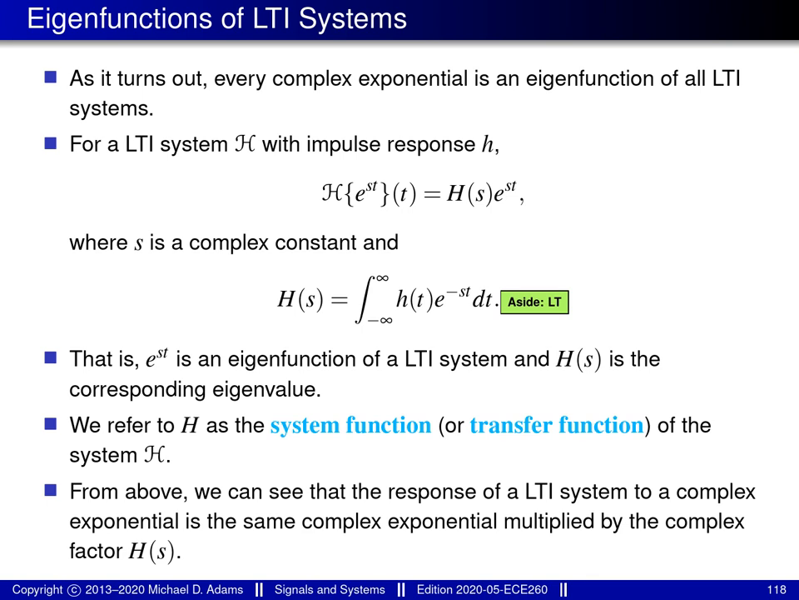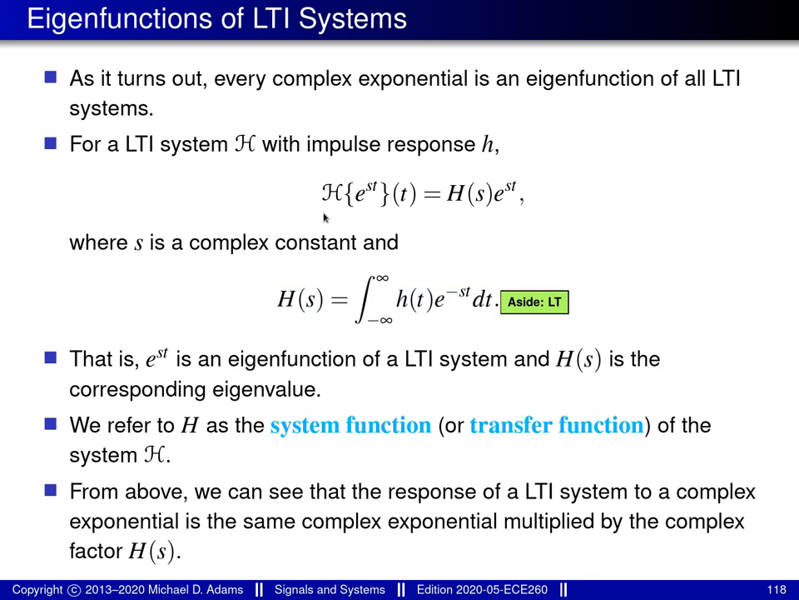Now let's look at this eigenfunction property of LTI systems in more detail. For an LTI system denoted by script H, with the impulse response little h, the system always satisfies an equation of this form here, where s is a complex constant, and the function capital H is given by this formula here.